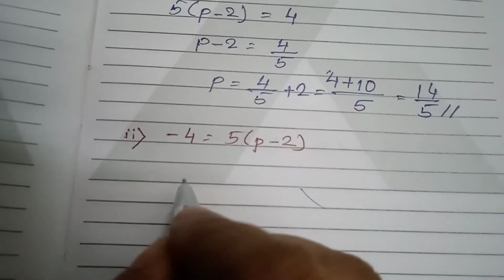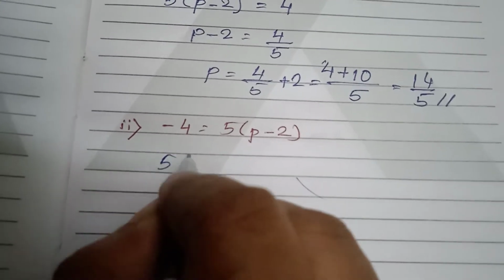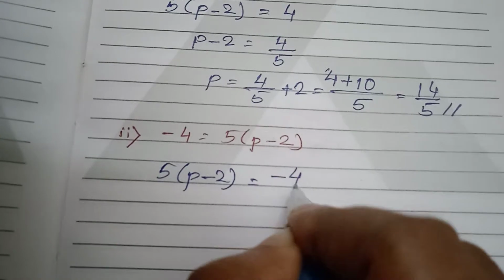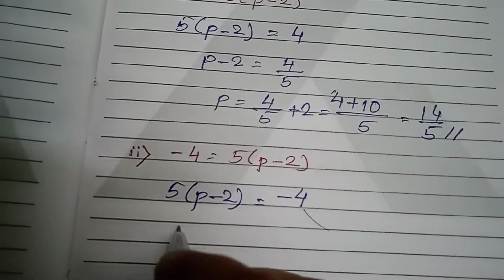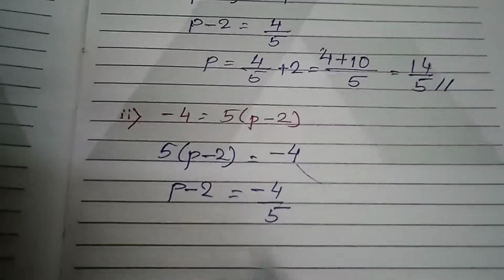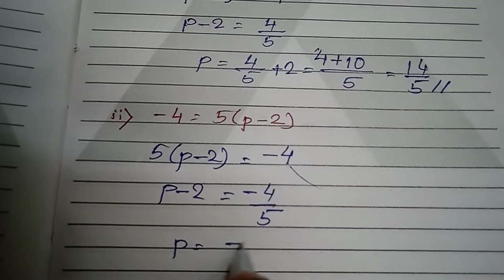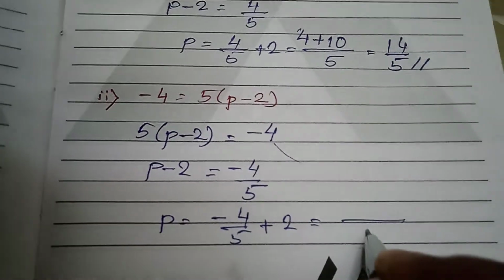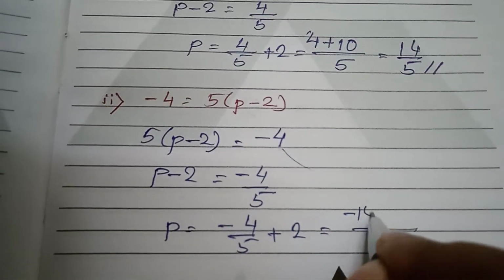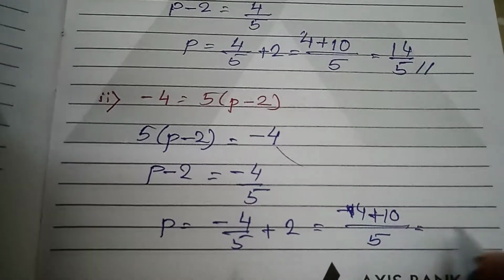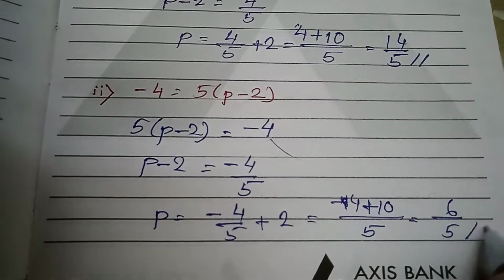Next. Here also I will do the same thing. I will bring my literal part to the left hand side. So p minus 2 is equal to minus 4 by 5. So what is p? Minus 4 by 5 plus 2. LCM is 5, minus 4 plus 10, which is 6 by 5.